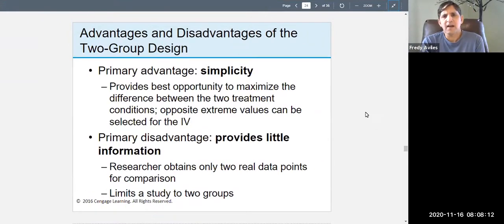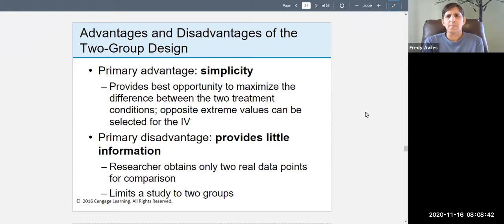Now let's talk about the advantages of the two-group design. We talked about advantages of a between group design. Now, what about the two-group design, when you only compare two groups? The primary advantage is simplicity. It's very simple. It provides the best opportunity to maximize the difference between the two treatment conditions. So it provides the best opportunity to see if there's a difference, let's say, between those that consume alcohol and those that did not. You just compare those two groups, for instance.